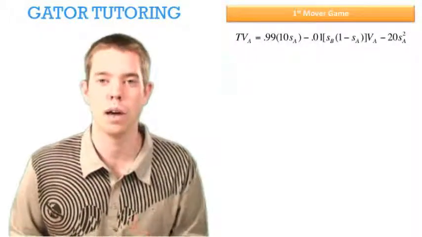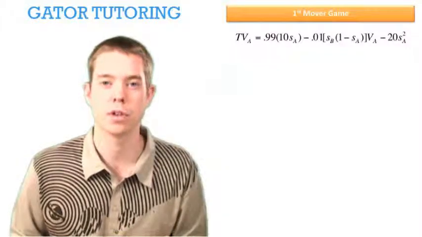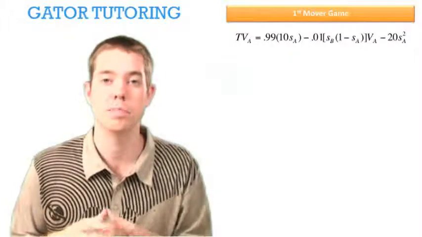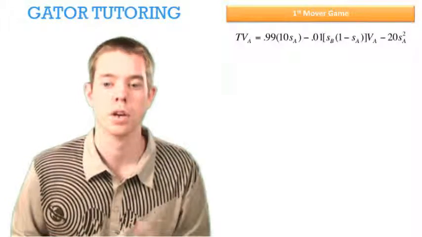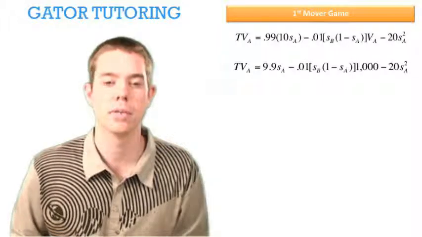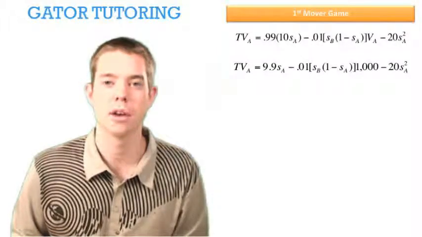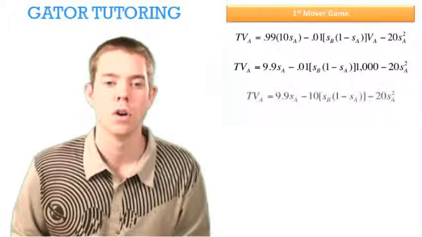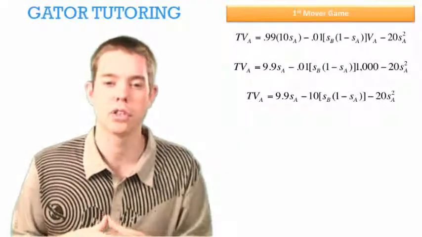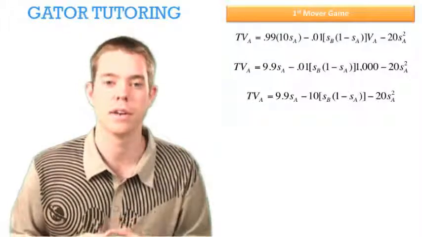So what I mean by this is they want to find A's reaction function and plug that function into B's total value function. So first let's find A's reaction function. Well, we can simplify this a little bit. We know that VA is equal to 1,000. It was given to us in the problem. We can also multiply that 0.01 times the 1,000 and just simplify it down to the minus 10 there.